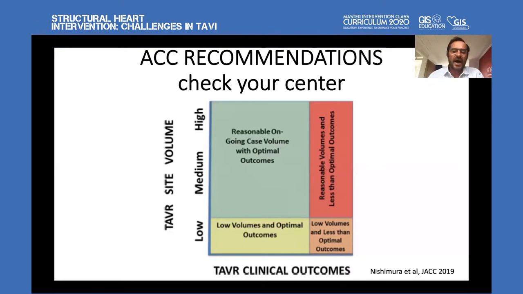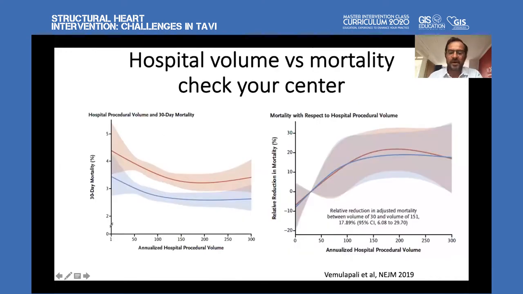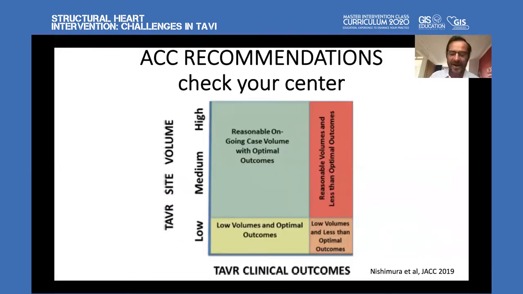Either you are in the green, with a reasonable ongoing case volume and optimal outcomes: carry on. If you have a low volume and optimal outcomes, the message is be careful, you may overestimate, because you have too low a volume to be sure that you are optimal. But in the orange case, you have a low volume and less than optimal outcomes: urgency to either increase the volume and improve the outcomes, or to stop TAVI.